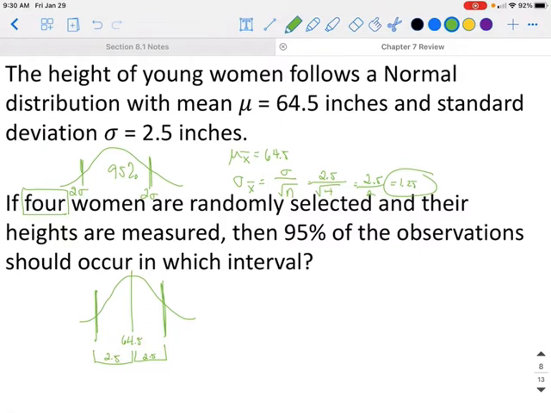So 2 standard deviations, or 2.5 units, below the mean would be 64.5 minus 2.5, which is going to give us 62. And if we do 2 standard deviations above the mean, that will give us 67. So we know that 95% of the data should fall between 62 and 67 inches.